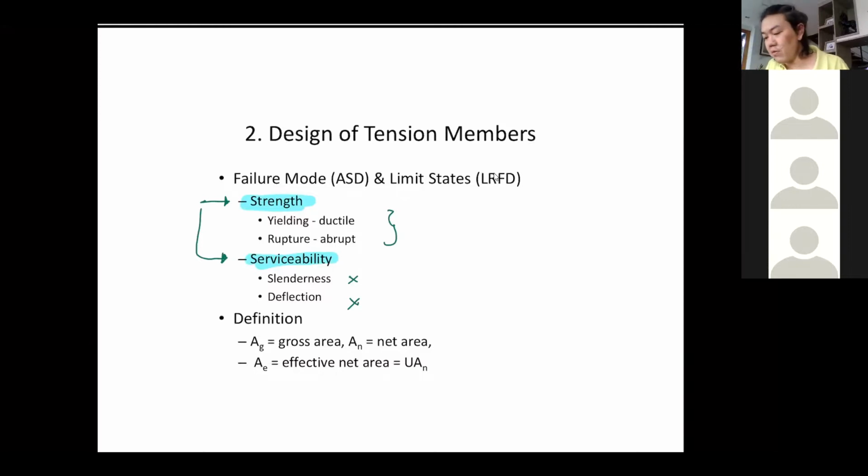Okay, so first of all, AG is the gross area, or the total area of the section. N stands for net, so it's a net area, because sometimes you will lose some part of the area due to the hole punching and so. So you need to reduce that. And when you have the net area, sometimes that net area, due to some configuration, will not work entirely. So we need to reduce it slightly further, and AE therefore will be used to call that area, which is the effective net area. Okay.